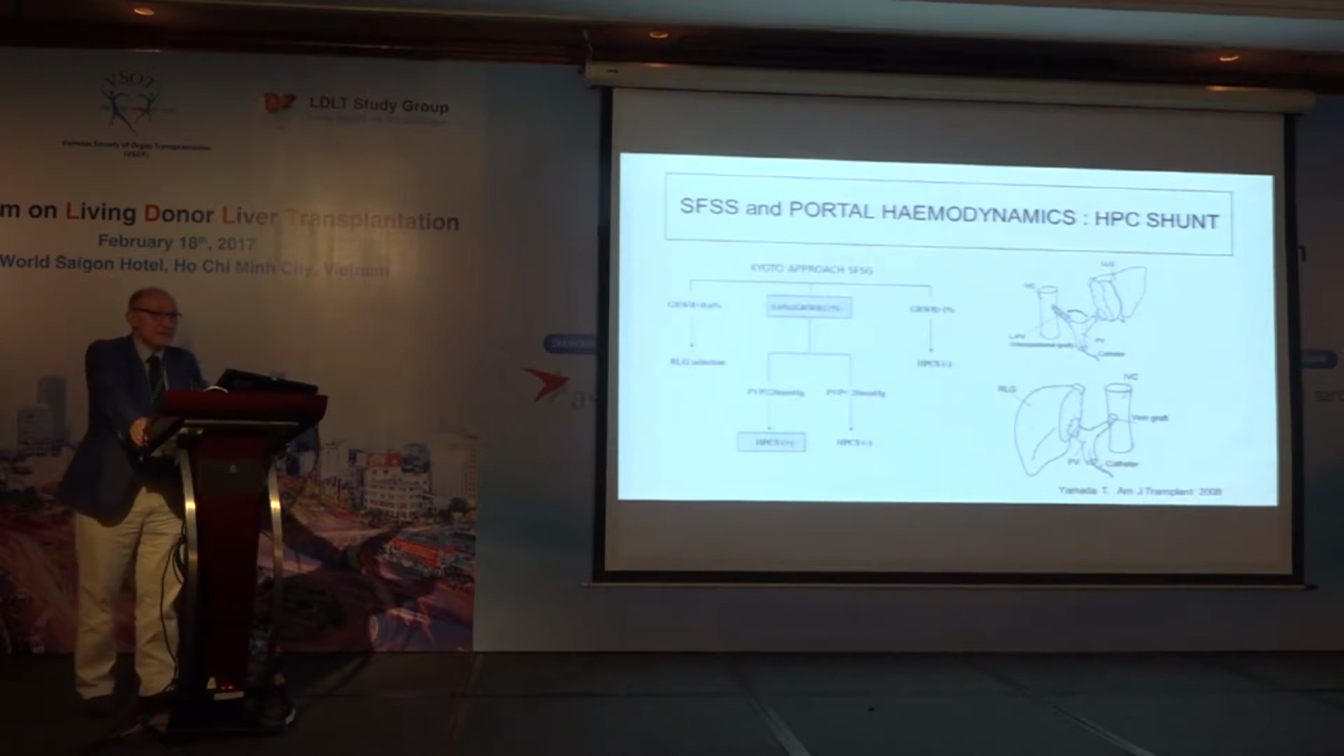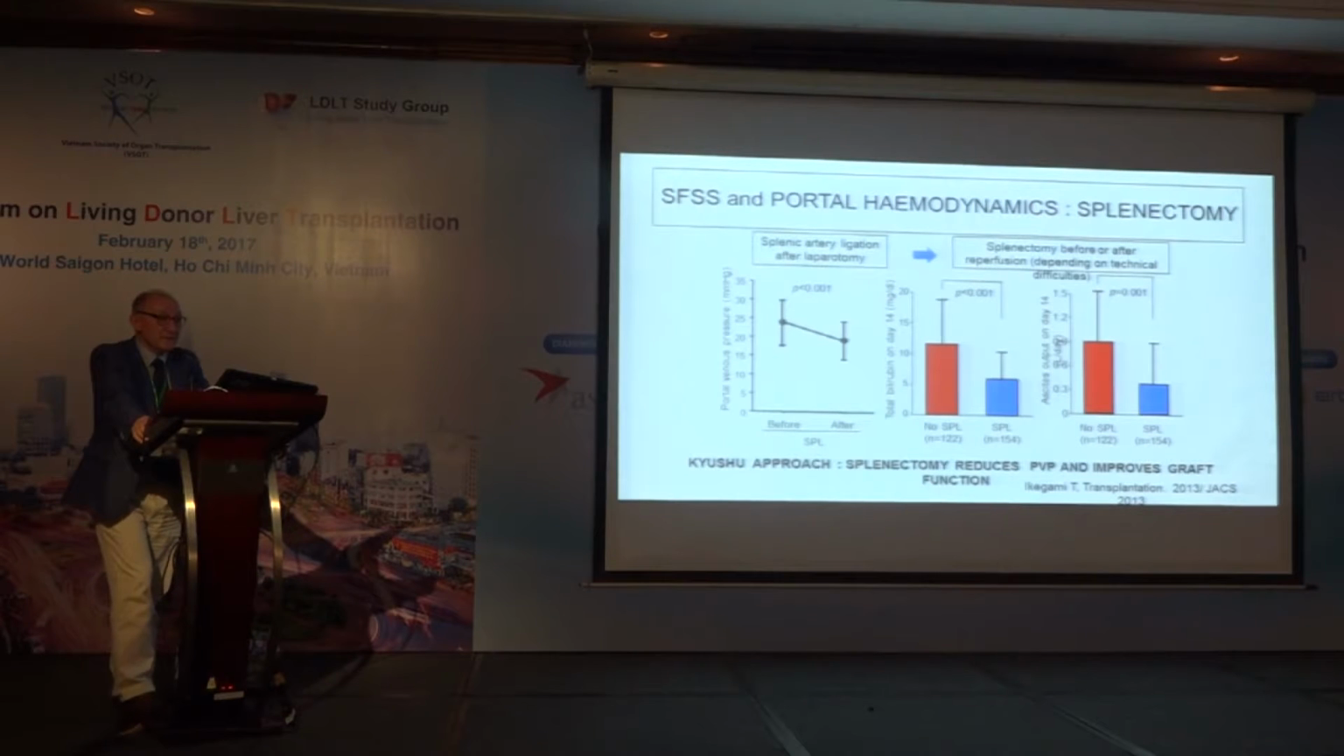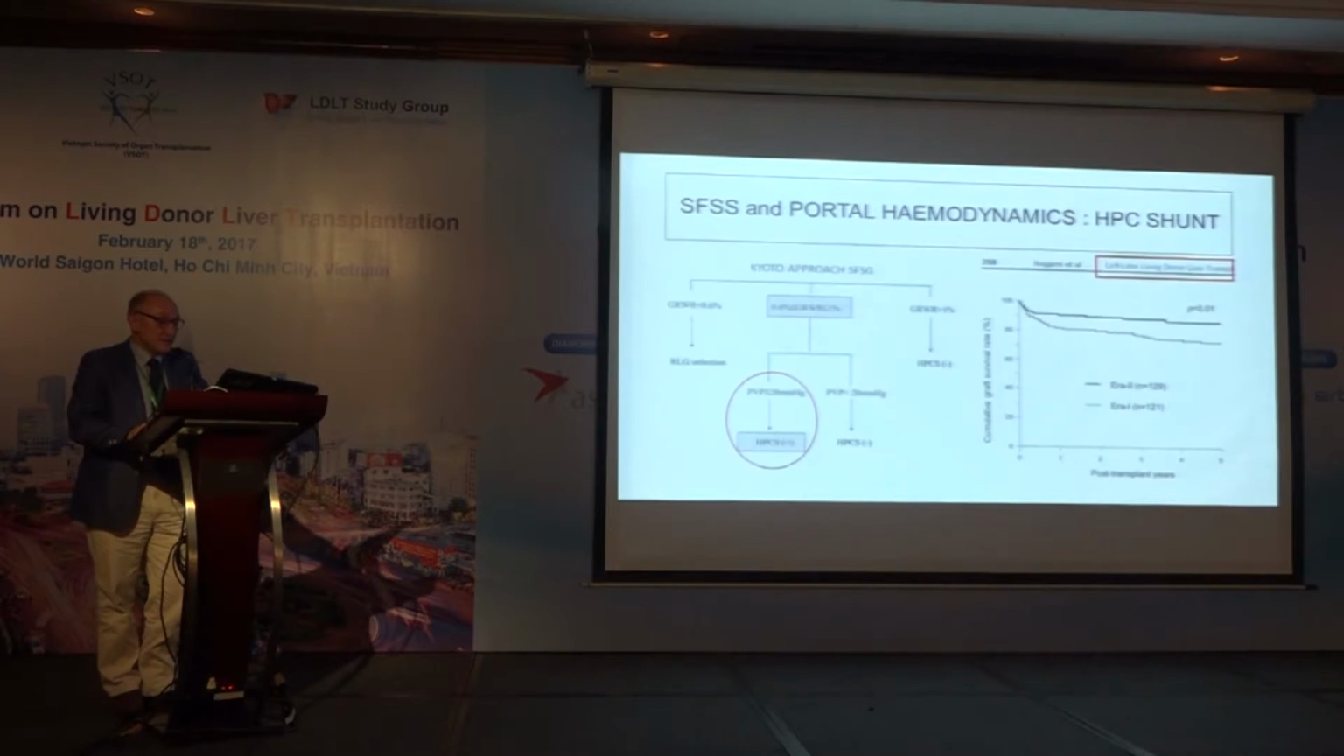So I come back to this scheme which has been proposed by the Kyoto group, who go in fact rather rapidly to hemiportocaval shunting, both in the right and the left liver combination. But I think maybe we should go in an intermediate phase, and this is of course proposed by the Kyushu group, which is a very strong advocate to do the splenic artery ligation, not only but also to complete this with a splenectomy, and you see that you have a reduction in portal venous pressure. These are the results for what they do.